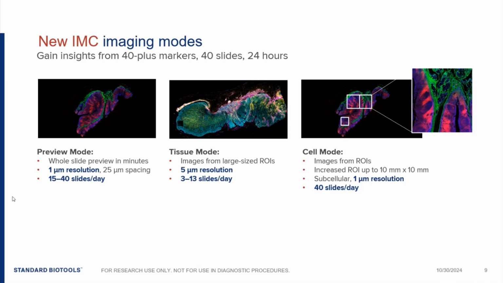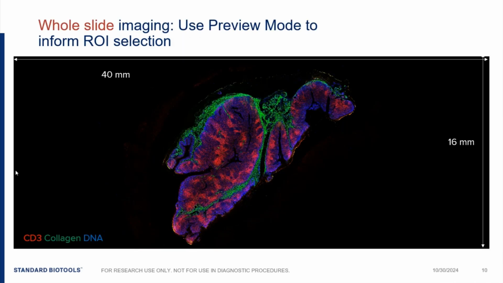Okay. Diving in a little bit further on these imaging modes, in this example I want to highlight the power of combining preview mode with cell mode imaging. So here on the screen, you can see a sample of human tonsil tissue section. And for simplicity, I'm only showing you 3 markers: CD3 in red, collagen in green, and DNA in blue. But as a reminder, you can visualize all 40 plus markers with preview mode. So in this example, you can visualize a CD3 T cell marker signal.